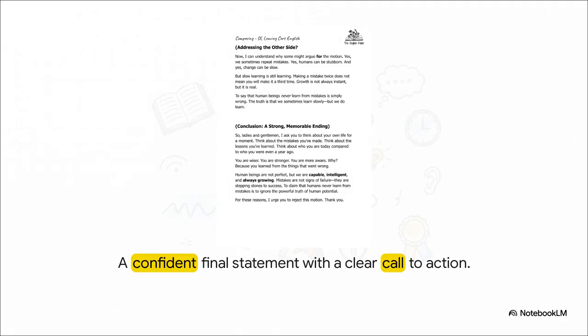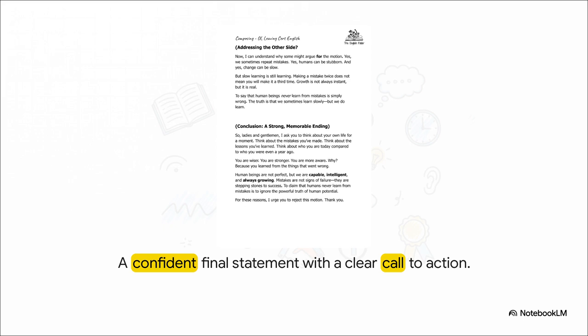Let's hear the conclusion from our sample speech about mistakes. To claim that humans never learn from mistakes is to ignore the powerful truth of human potential. For these reasons, I urge you to reject this motion. Thank you. Notice how strong and emotive that final statement is?